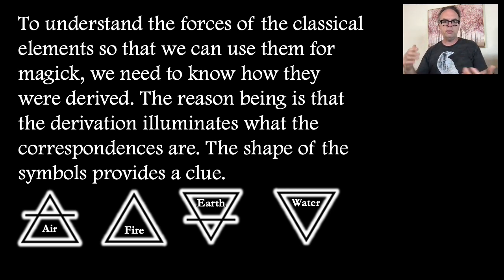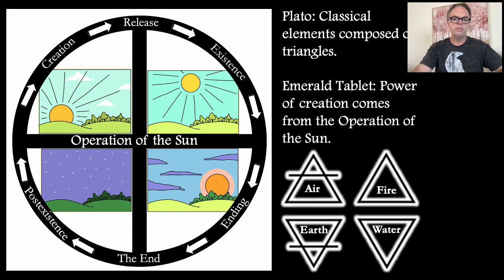So I'm going to show you a pretty novel take on this that I've never seen anyone else present. It's totally new, and it can help you a lot. And I already have people using it, and they're getting great results. So we have to go back to Plato first. And the basic idea was that Plato said that all of the classical elements were composed of triangles.